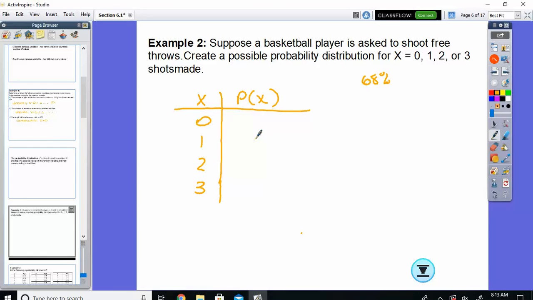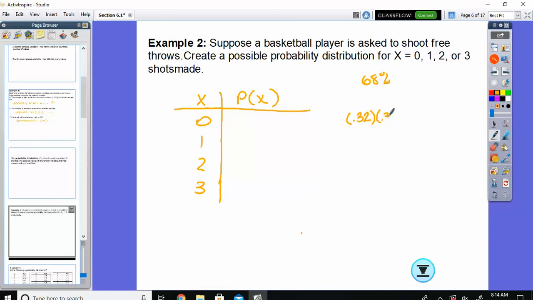Or 1 minus 0.68. Well, 68% is the probability that you make one of them, or, sorry, that you make none of them. So if you made 0, you would have to miss all of them. We are going to talk more about how you would actually calculate this. Now we could find the probability that you miss all. 1 minus 0.68 is 0.32, so there's a 32% chance of a miss.